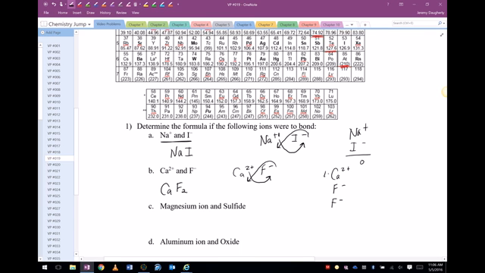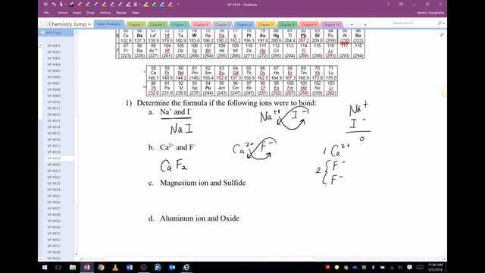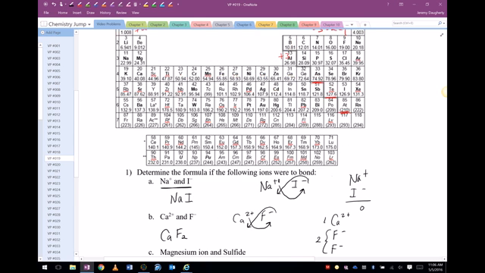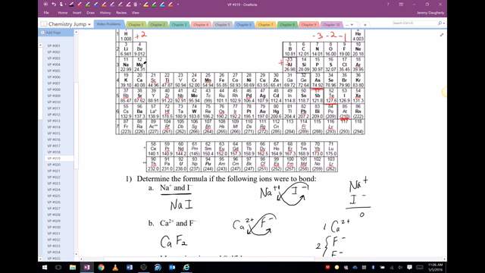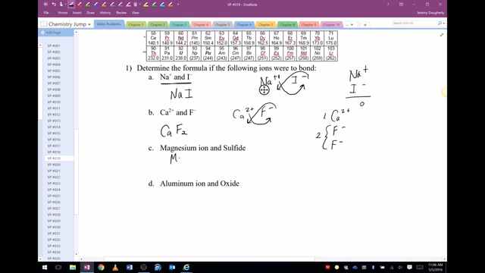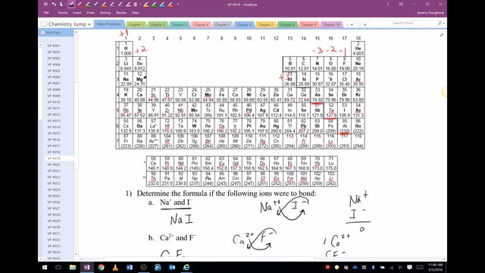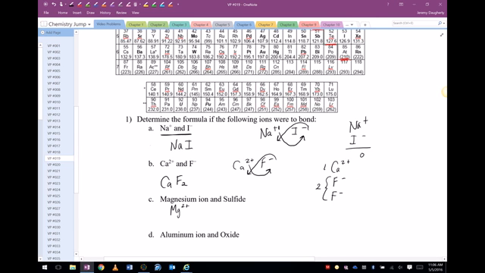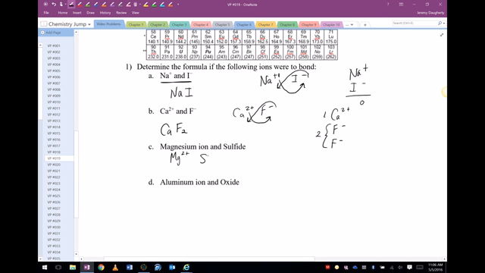Okay? So here's the magnesium ion and the sulfide ion. Magnesium is right here, so it must be a +2. So I'm going to write that it's Mg2+. And sulfide is right here. That's the sulfur ion, so it must be 2-, so S2-. So a 2+ and a 2- are already neutral, so my formula ends up being MgS.